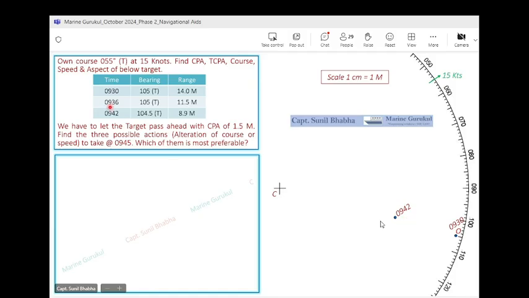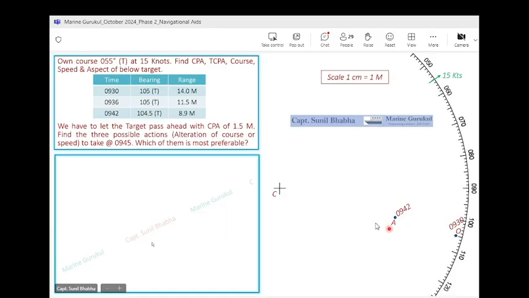We can also plot the 0936 position. It will be somewhere in between these two observations, but we have not shown the 0936 position here for clarity. In actual plotting, all the 3 positions can be shown. You will observe that all these 3 positions fall in a straight line. So we have straight away shown the 0942 position, the final position after the end of the plotting interval.